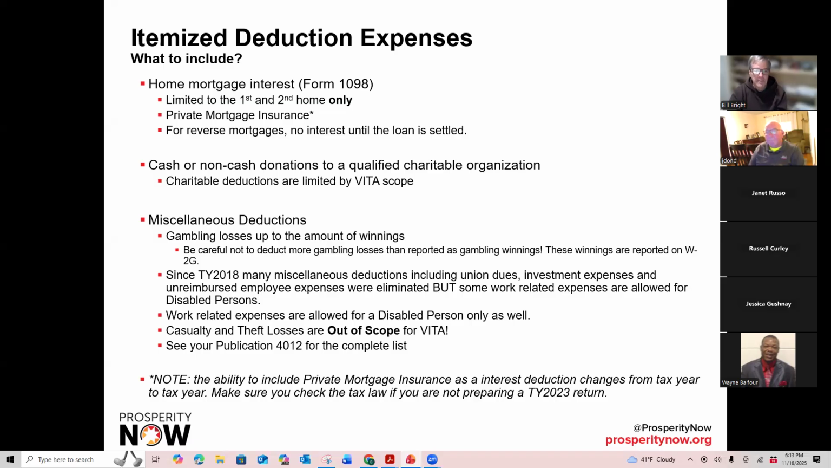Again, miscellaneous deductions: gambling losses up to the amount of winnings. For those of us old enough to remember, prior to 2018 there were other miscellaneous deductions, things like union dues, unreimbursed employee expenses, et cetera. All that stuff is gone. Work-related expenses are allowed for a disabled person. We've had that once, I think. Again, casualty and theft losses, that's way out of scope for us.